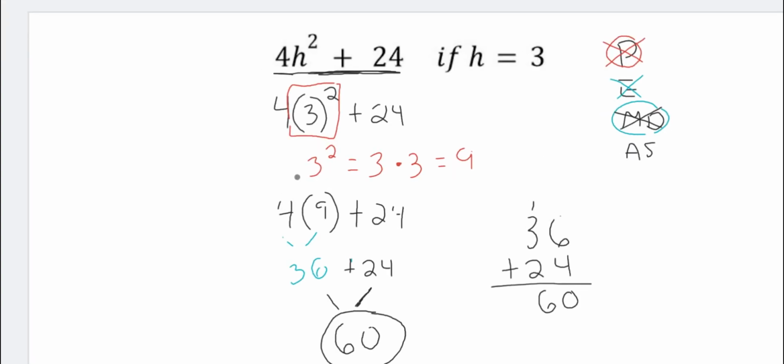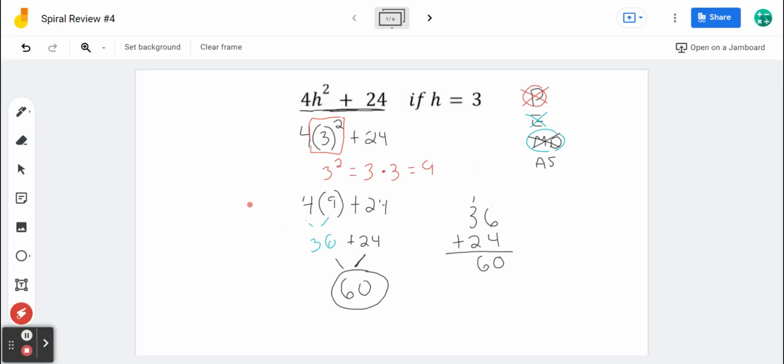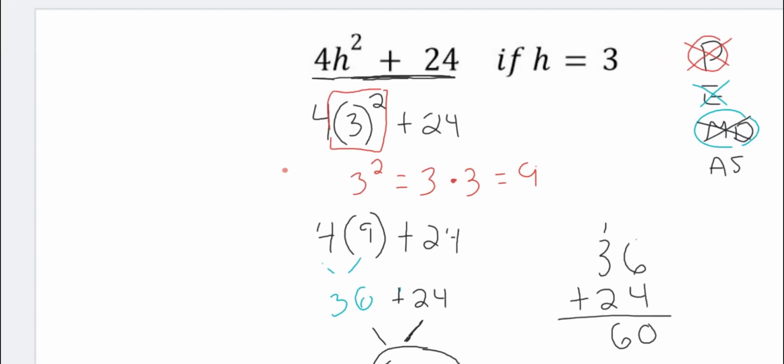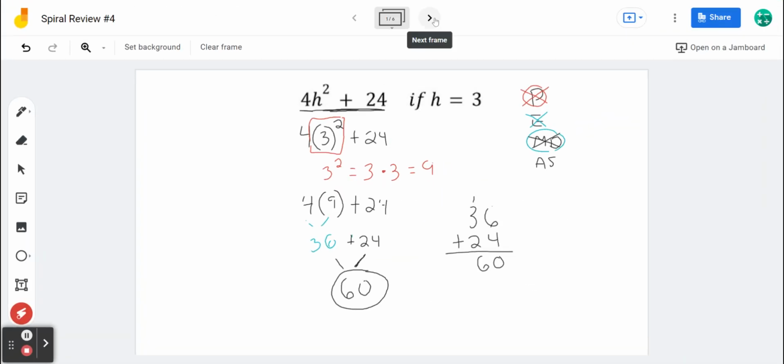A big mistake that I see here sometimes, I'll just take a second to point it out. Some students multiply, so they'll do 4 times 3 before using the exponent. Make sure you follow the order of operations. That is why it exists. It says exponent comes first, not multiplication. So please just follow the order of operations.